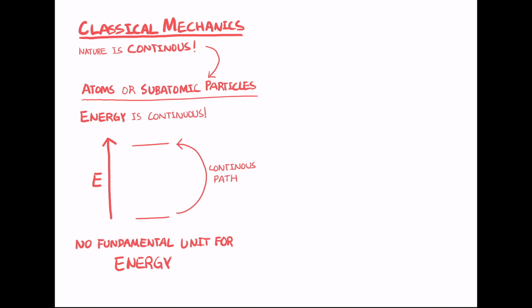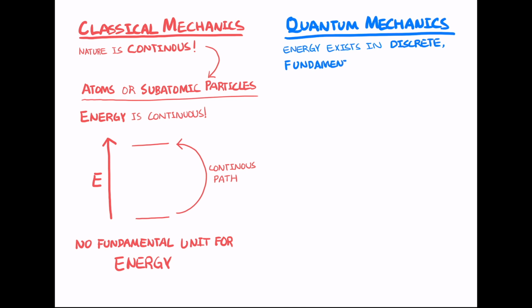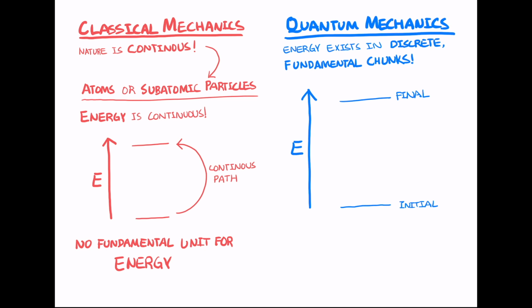But the same used to be assumed for matter, and now we know that matter exists in discrete quantities such as atoms or subatomic particles. So, why shouldn't energy? This is the key difference between classical mechanics and quantum mechanics. In quantum mechanics, energy exists in discrete fundamental chunks. We'll first explore how this was discovered.